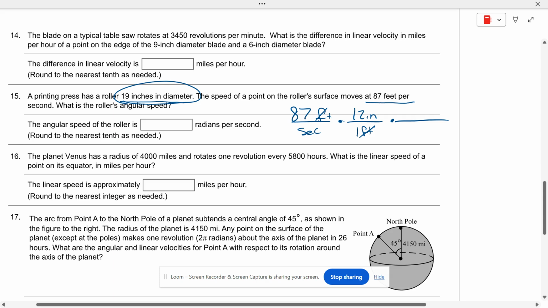Now I got to get rid of my inches. Now its diameter is 19 inches. That means its radius is 9.5 inches. In 1 radian, which is its radius, is 9.5 inches. Now all of a sudden I have radians per second. So take this times this divided by this, you're good. Okay?